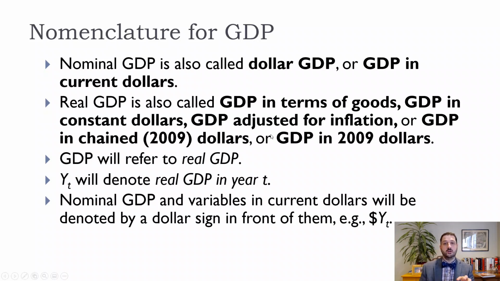In this book, GDP will refer to real GDP, right? That's mostly what we're interested in. And so Y with a subscript of T will denote real GDP in year T. And if we are specifically talking about nominal GDP, we'll put a dollar sign in front of it. So $Y sub T will be the current dollar GDP in that year.